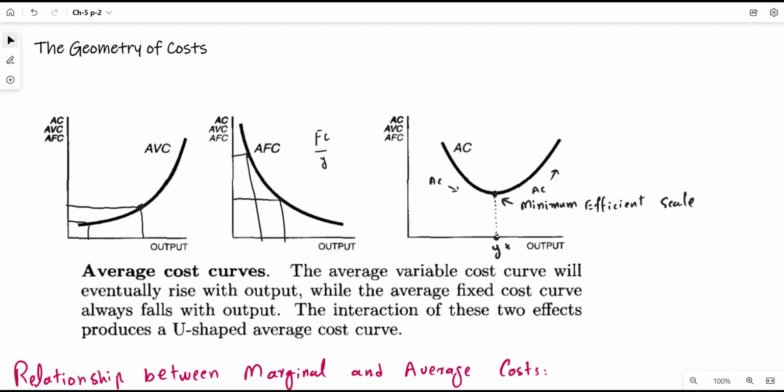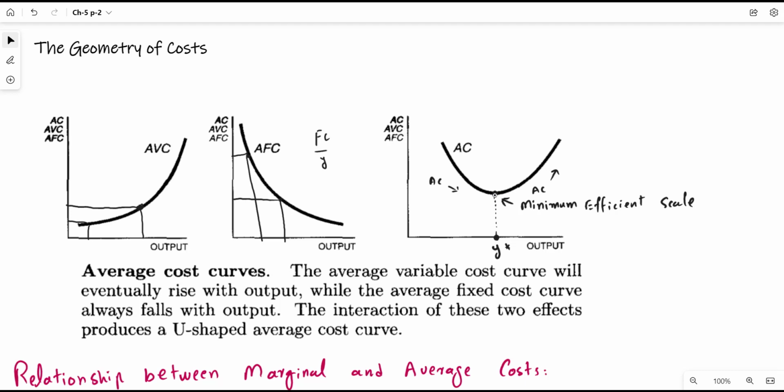And panel 3 shows the mixture of these two. You can see the average cost is declining up to a certain point, right, and increases thereafter. This fall is because of the shrinking average fixed cost, and this rise is because of the diminishing returns, right? So that's why the short-run average cost forms a U shape, right? And the point at which the average cost reaches its minimum is known as the minimum efficient scale.